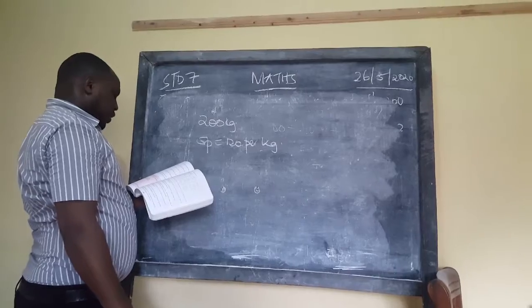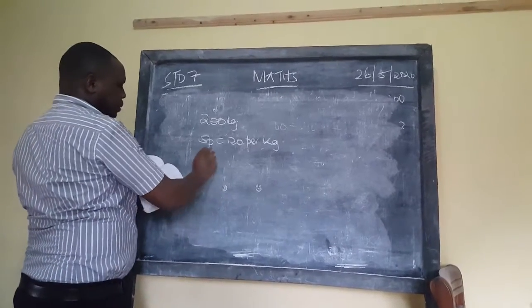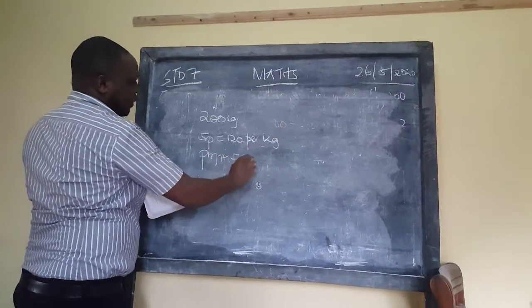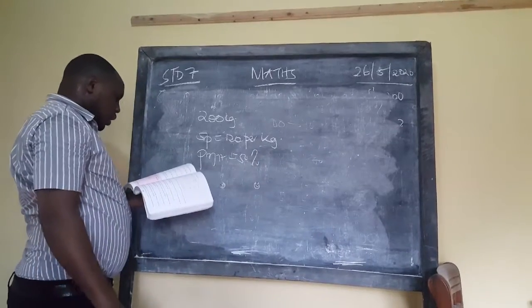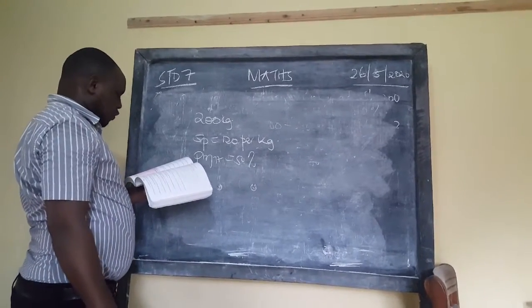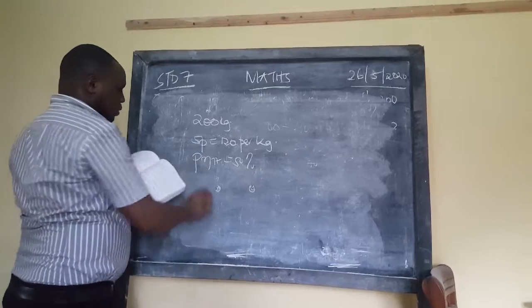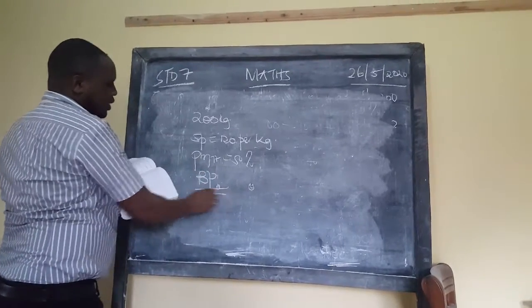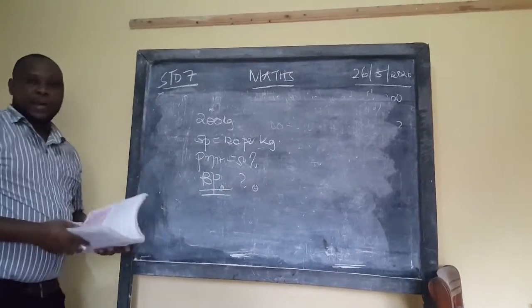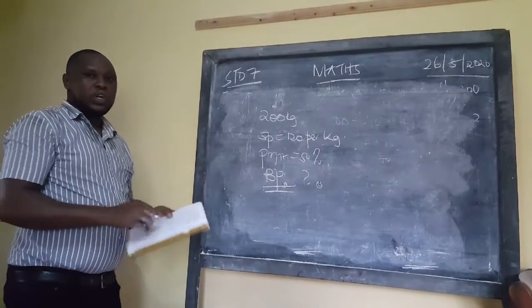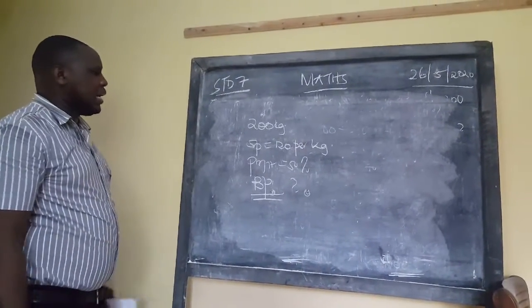He made a profit of 50%. What was the buying price of the meat? Now in this case, we don't know the buying price, but you can be able to calculate that.